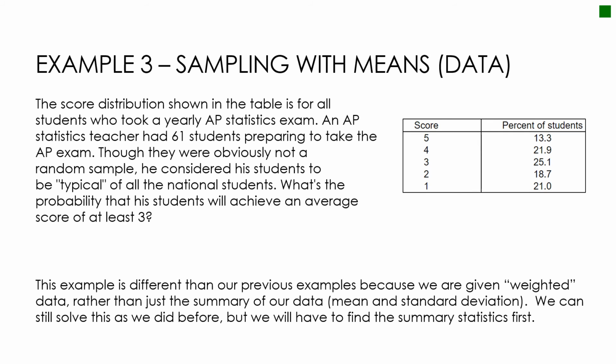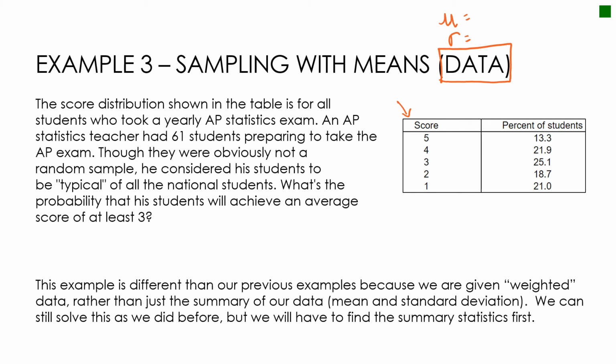So here's another example, and this is a little bit different and it is a little bit harder, and I definitely gave you one of these on your homework, so pay attention. Here I am sampling with means, but I'm given data. So what does that mean? That means in all of the other questions, I told you what the mean was and I told you what the standard deviation was. Here, I'm not telling you anything. I'm saying, hey, look, here's some raw data. What are you going to do about it?